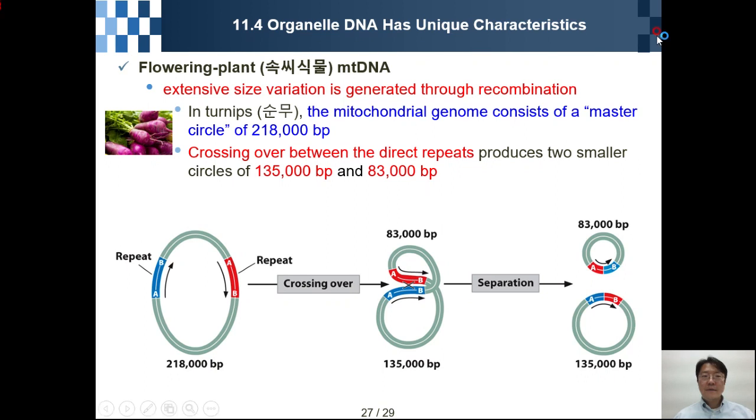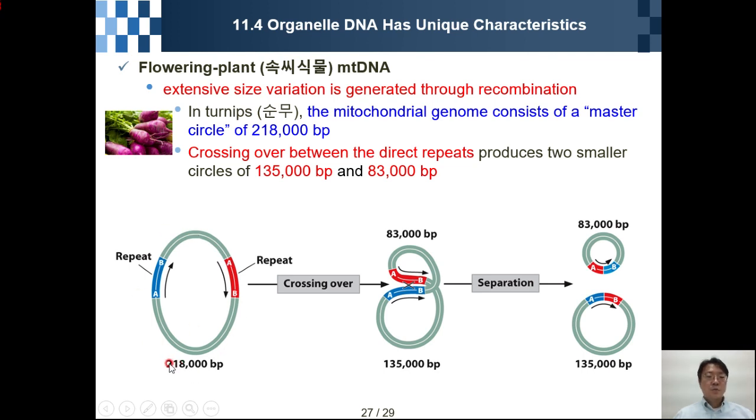In this slide, I will explain the flowering plant mitochondrial DNA. Flowering plant, in Korean, we call it 속씨식물. They show extensive size variation, and we know that this is due to recombination. Okay, let's start with the turnip. Turnip, in Korean, we call it 순무. The turnip mitochondrial genome consists of the master circle.